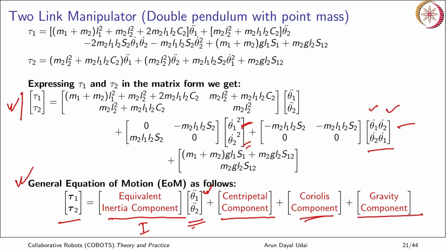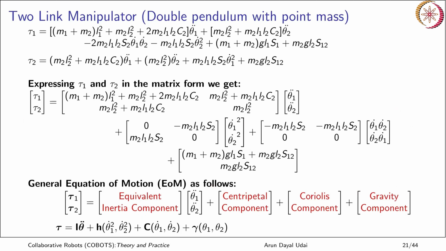And the final one is the gravity component, which depends on g, and does not depend on theta 1 dot or theta 1 double dot. Similarly, theta 2 dot or theta 2 double dot, joint velocity and acceleration, it doesn't depend on that. So this is there even when the robot is static. This is written as tau is equal to I theta double dot, plus h theta 1 dot square, theta 2 dot square, plus c as a function of theta 1 dot and theta 2 dot, plus gamma theta 1 theta 2. So this is the general equation of motion for any robot.